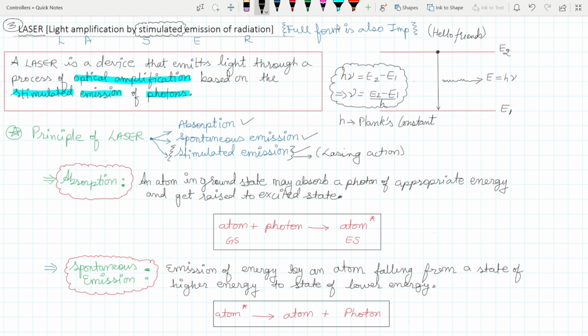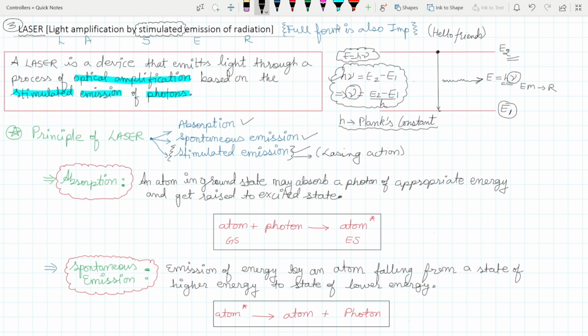Let's consider two energy levels, the first E1 and the next E2. When there is a transition from the higher energy state to the lower energy state, there is always an emission of energy in the form of electromagnetic radiation. Here nu is the frequency of that electromagnetic radiation, and h is Planck's constant. This is a very basic equation, E equals h nu, which you are all familiar with. So you can easily find the frequency of the radiation emitted by this particular transition.